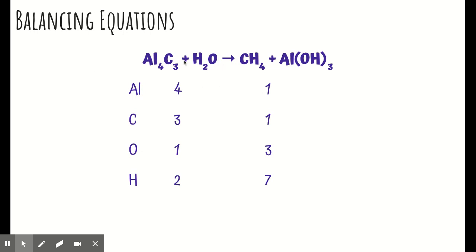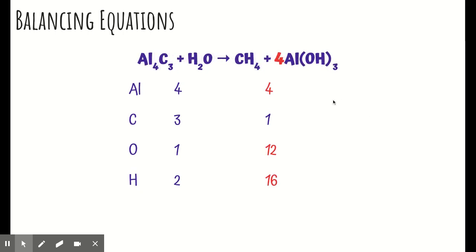So at this point, you could either start with aluminum or carbon. It's really not going to matter. I believe I started with aluminum on this one. If I have 4 aluminums over here, I want 4 aluminums over here, so I'm going to put a 4 in front of this. That's going to change my aluminums on the product side, but it's also going to be multiplying this by 4. So I would have to adjust these and go back in and work my way through.